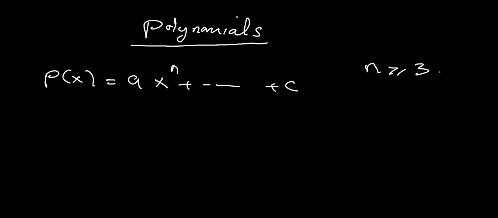Except if it's not 3, if it's 2 or less, we know 2 is a quadratic, 1 is linear. So we always call polynomials functions that start with the degree of x being equal to 3 and above. And the degree of x will tell you how many solutions you are going to expect if you get to solve it.